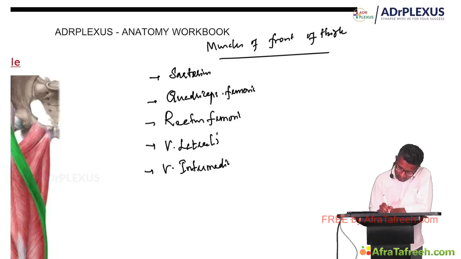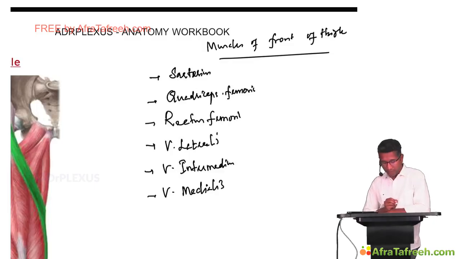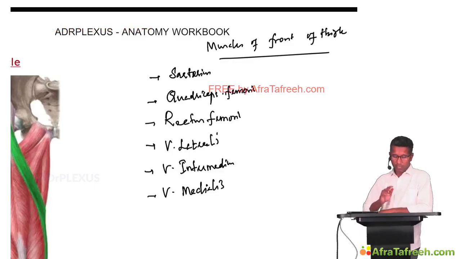Vastus intermedius. The next one is called vastus medialis. Please remember here, vastus lateralis, vastus intermedius, vastus medialis and rectus femoris are part of quadriceps femoris. We have seen the origin of these three muscles.